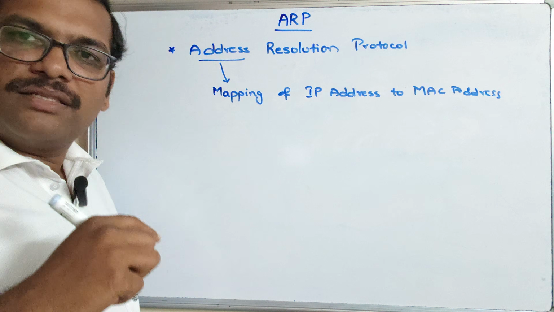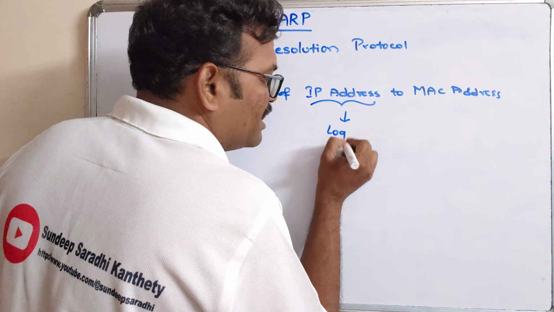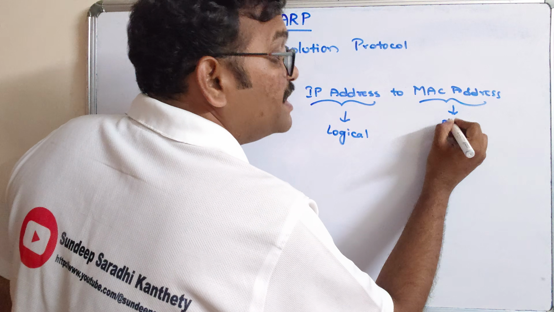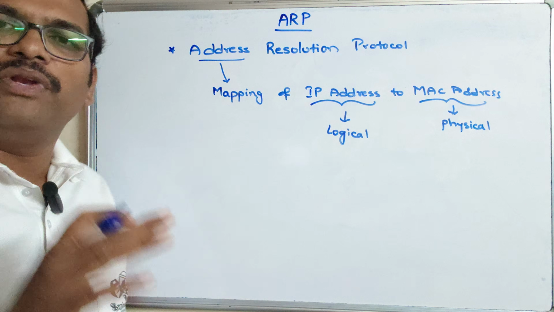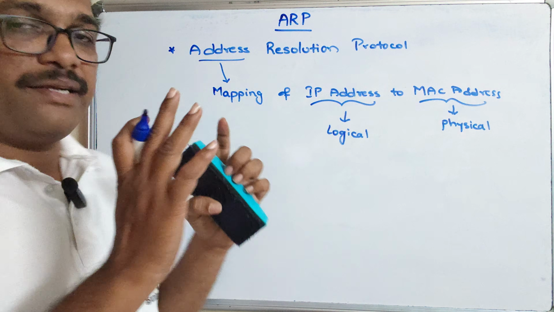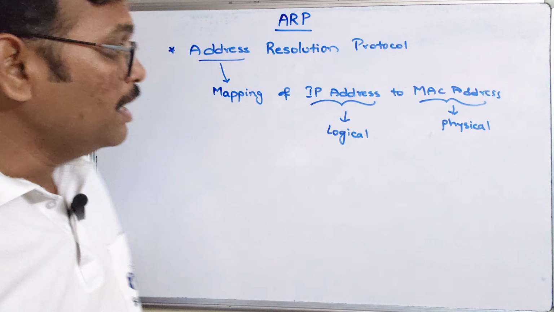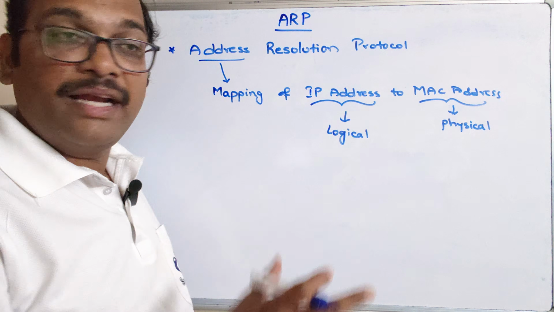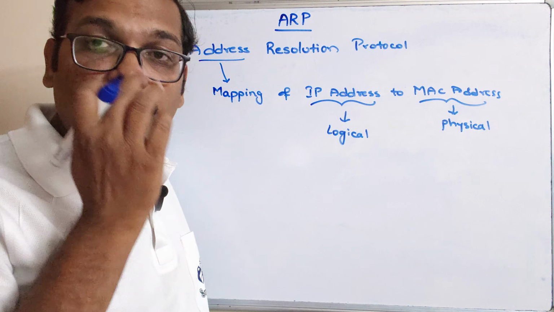We discussed in the earlier sessions that the IP address is a logical address and the MAC address is a physical address. For every physical device there will be a unique MAC address, so it will not be changed. But coming to the IP address, that's a logical thing, so the IP address can be changed. So the mapping should be done between the IP address and the MAC address, and this mapping will be done by using this address resolution protocol.